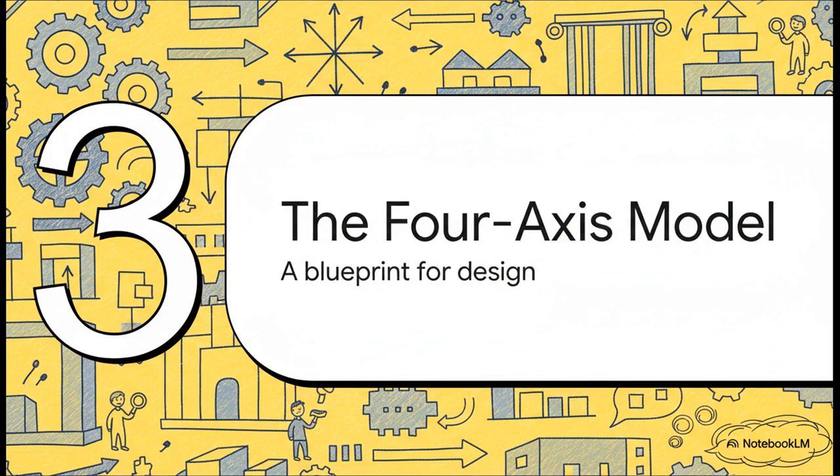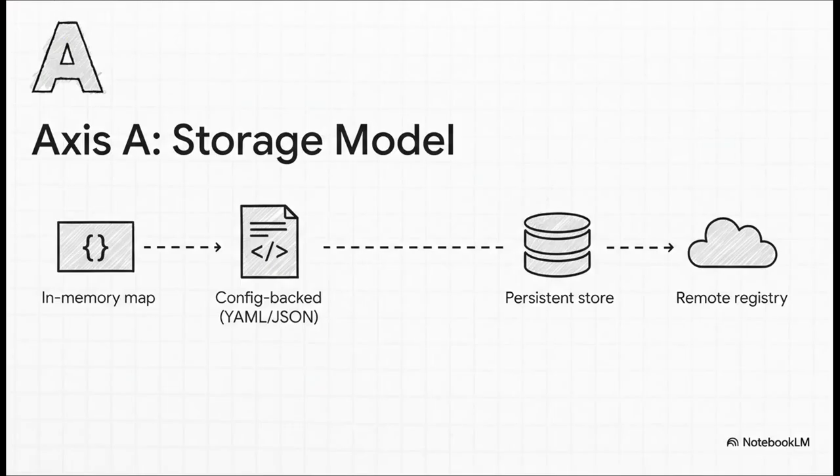Okay, now we're getting to the core architectural framework of this whole explainer. To really understand registry design and avoid getting lost in the weeds of implementation, we can classify any registry along 4 independent axes. Getting this model in your head is the key to designing a system that won't fall over under pressure. First up, Axis A, the storage model. This is simply about where the registry's information actually lives. The most basic form is just an in-memory map, right? It's fast, it's easy, but poof, it's gone the second your application restarts.